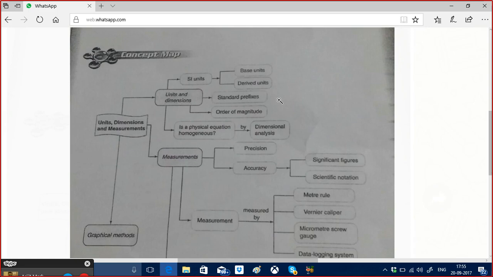Just like that, in physical quantities, they are homogeneous. Why? Because if they are not homogeneous, it is not possible for us to analyze dimensionally. The fundamental concept of dimensions says that the dimension of the left hand side should be equal to the dimension of the right hand side, okay?